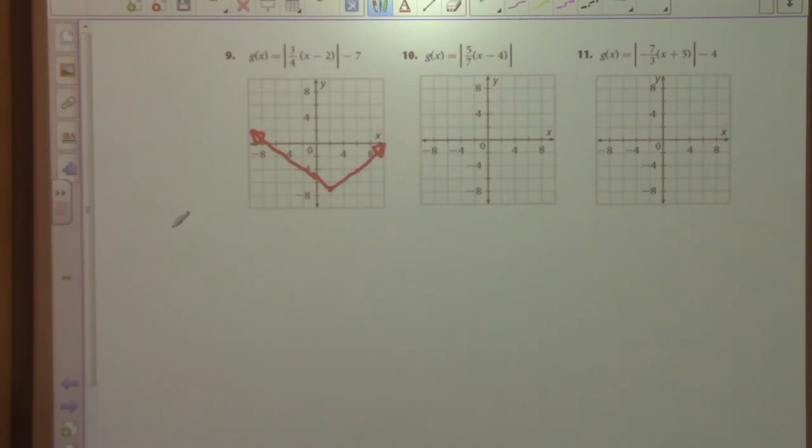And our domain is going to be same as we've seen it. And range is going to be -7.